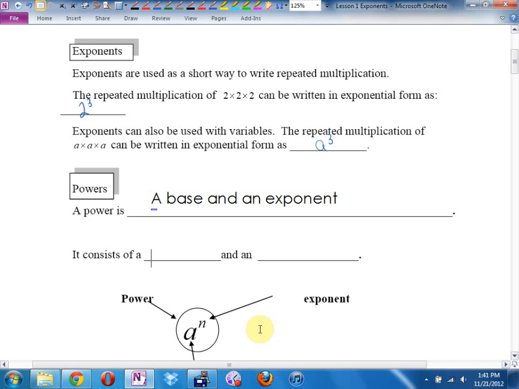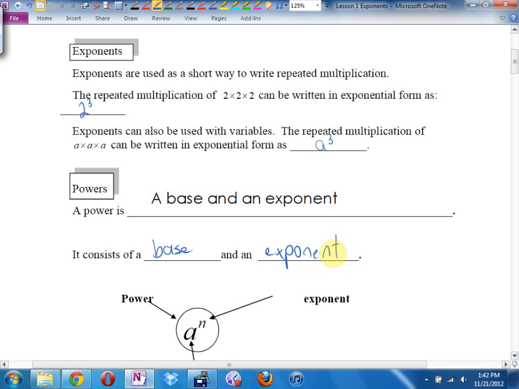It consists of a blank and a blank. It's a repeat of what we just said. What does a power consist of? A power consists of a power. Yes, no, more specific. It consists of what two things? Yeah, a base and an exponent.